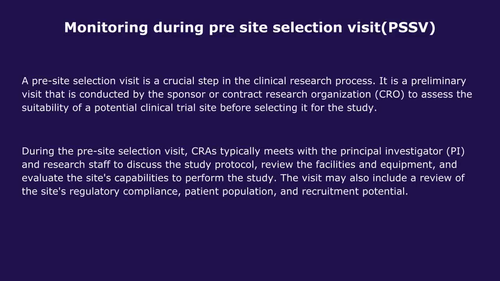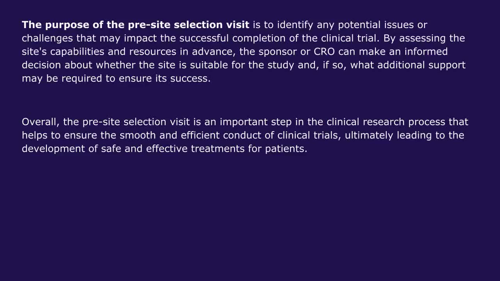During the pre-site selection visit, clinical research associates typically meet with the principal investigator, PI, and research staff to discuss the study protocol, review the facilities and equipment, and evaluate the site's capabilities to perform the study. The visit may also include a review of the site's regulatory compliance, patient population, and recruitment potential. The purpose of the pre-site selection visit is to identify any potential issues or challenges that may impact the successful completion of the clinical trial.